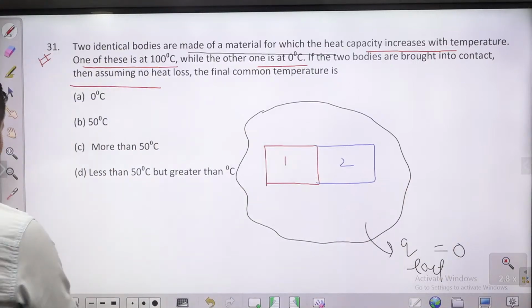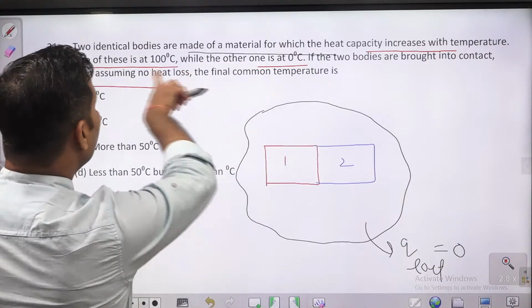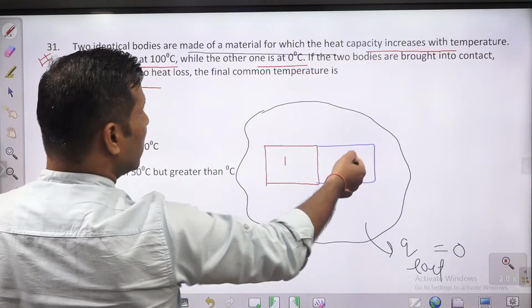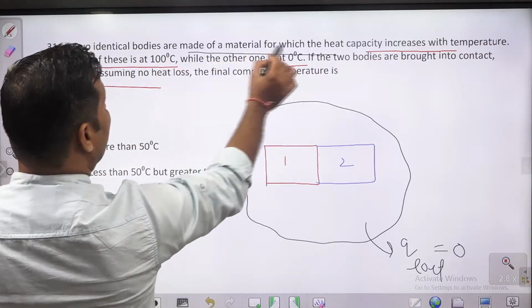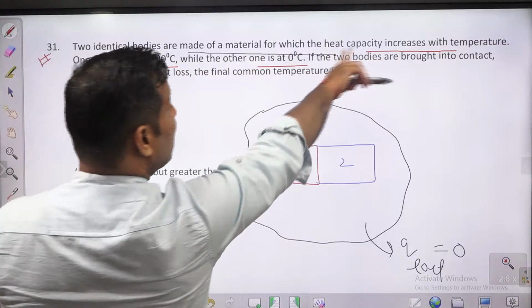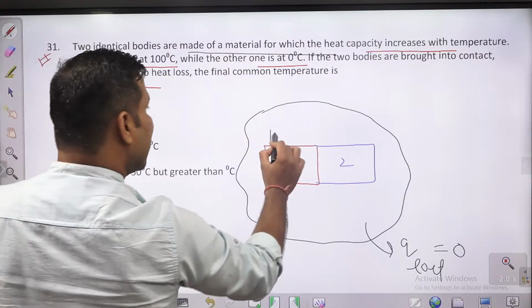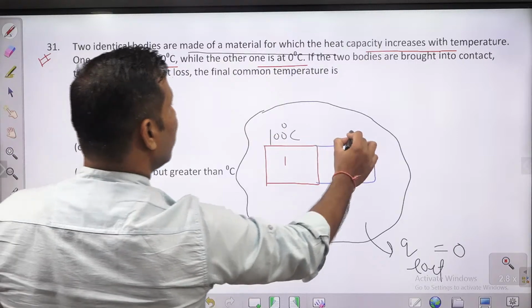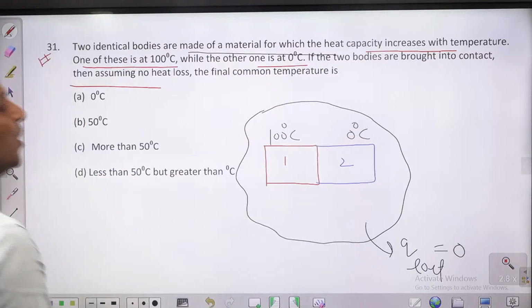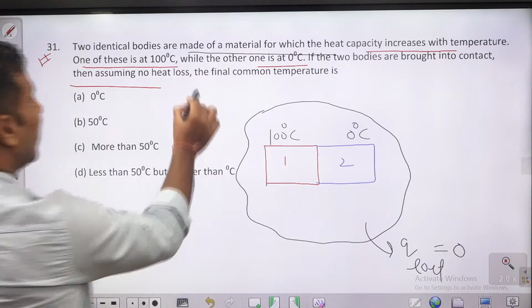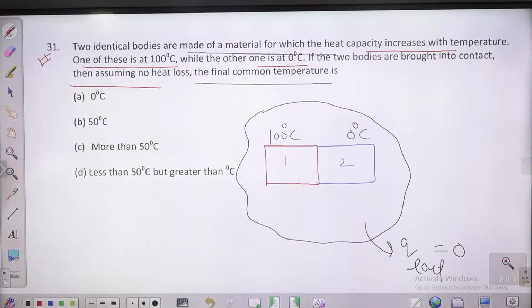Okay, but what is the difference? Body 1 का जो specific heat है, for these bodies, they are made up of a material for which the capacity increases with the increasing temperature. So one body is at a temperature 100 degrees Celsius, another one is at a temperature 0 degrees Celsius. So if the two bodies are brought in contact, assuming no heat loss, what will be the final temperature? Final temperature क्या होगा बच्चों? Can you answer this question, guys?